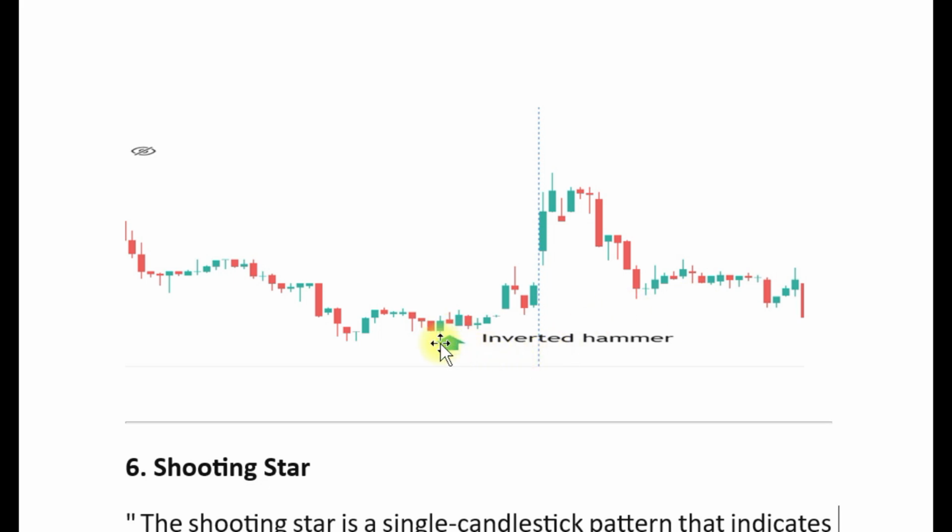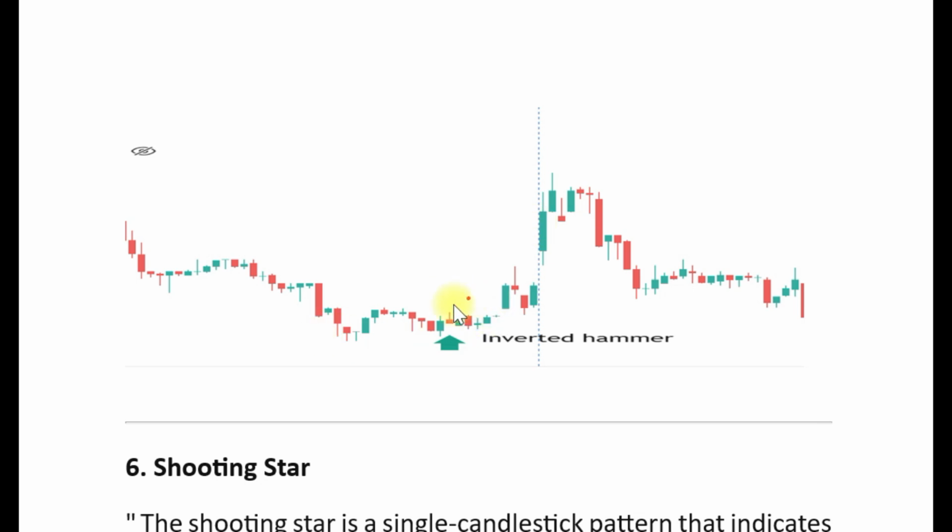In this chart, see here the inverted hammer. The inverted hammer is formed in a downtrend. If this candlestick pattern is formed in a downtrend, then there is a possibility of trend reversal, and the price of the security may go up.